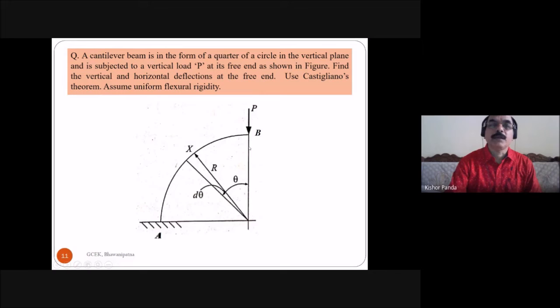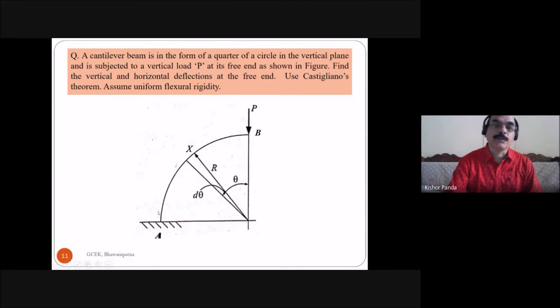You can easily find out the vertical deflection because the vertical load P is present. But how will we find out the horizontal deflection here? For horizontal deflection, there is no horizontal load, so you have to apply a horizontal dummy load.